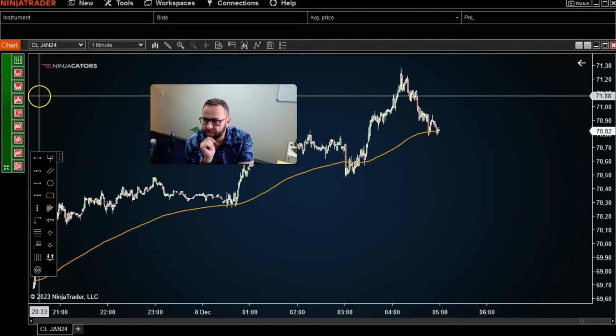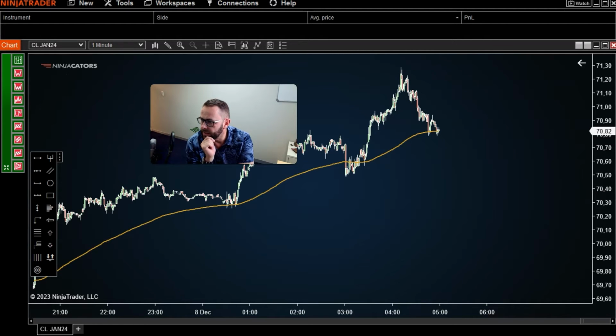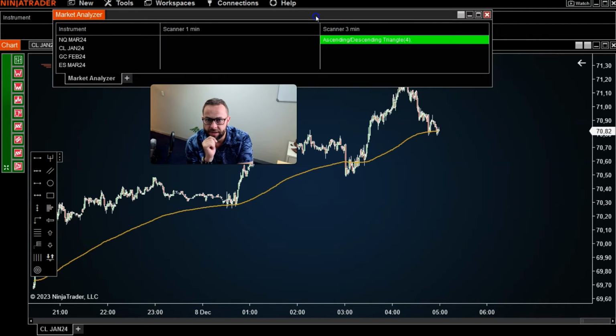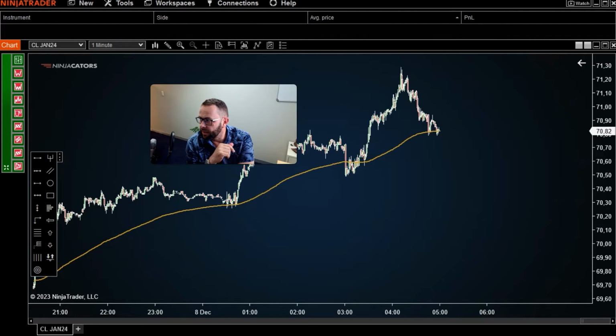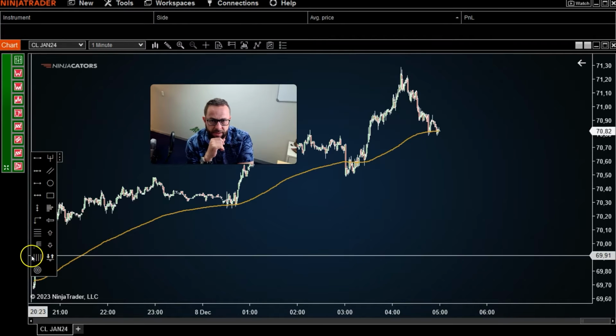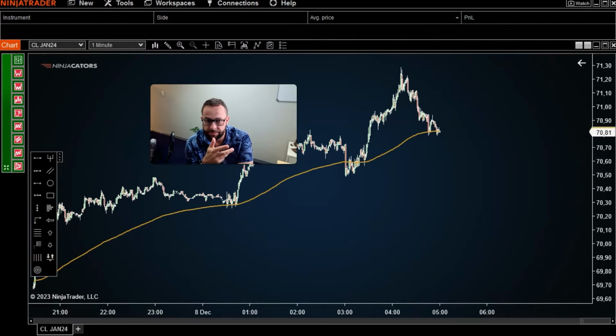I've got my Pure Pattern Trader software loaded here, which is this user interface on the left-hand side, as well as my scanners, which will alert me in case I do get a pattern materialize that I could potentially trade.